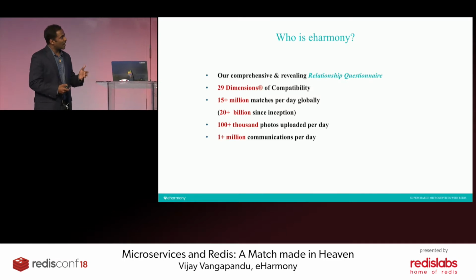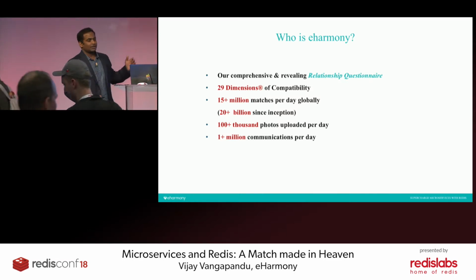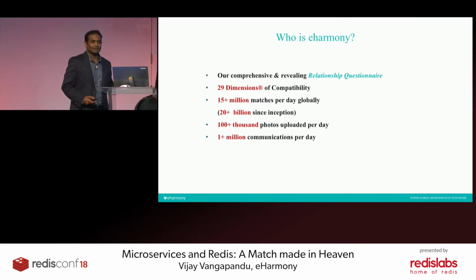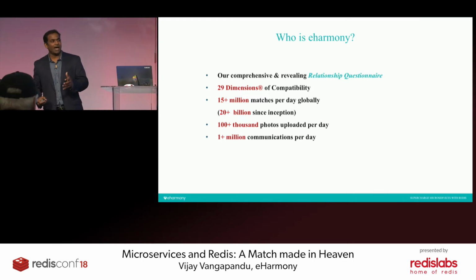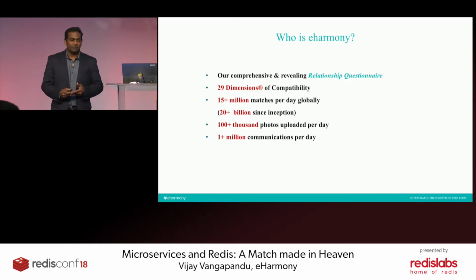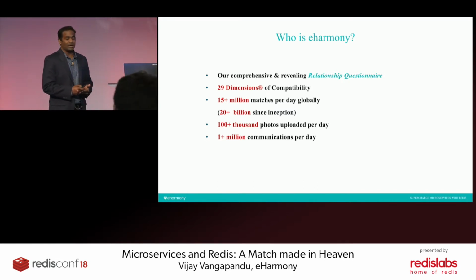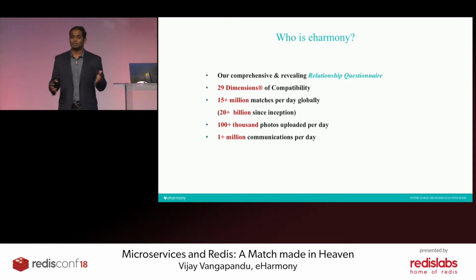With the answers to those questions, we calculate 29 dimensions and factors. Those dimensions and factors are key for our compatibility models. We use compatibility models and a few other models to generate the matches between the users. We generate 15 plus million matches per day globally. That number varies depending on the time, depending on the user pool.